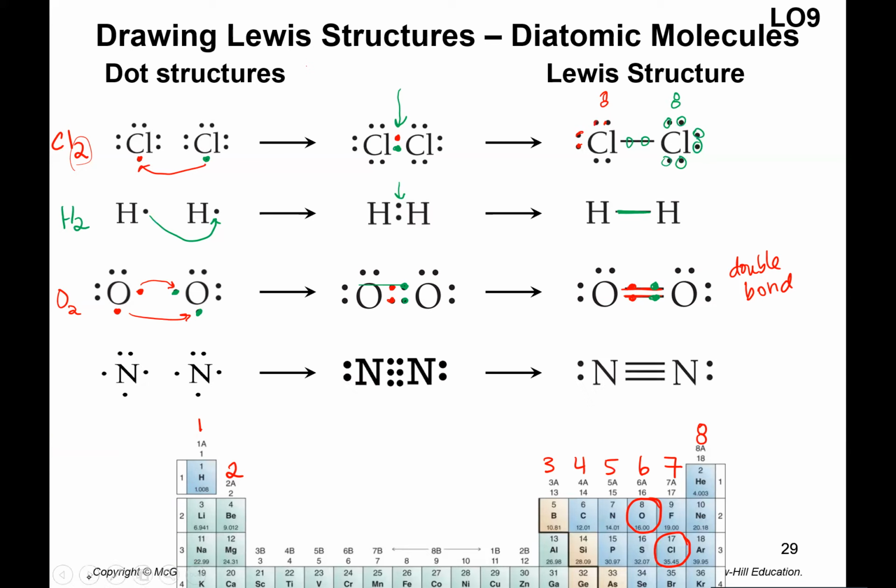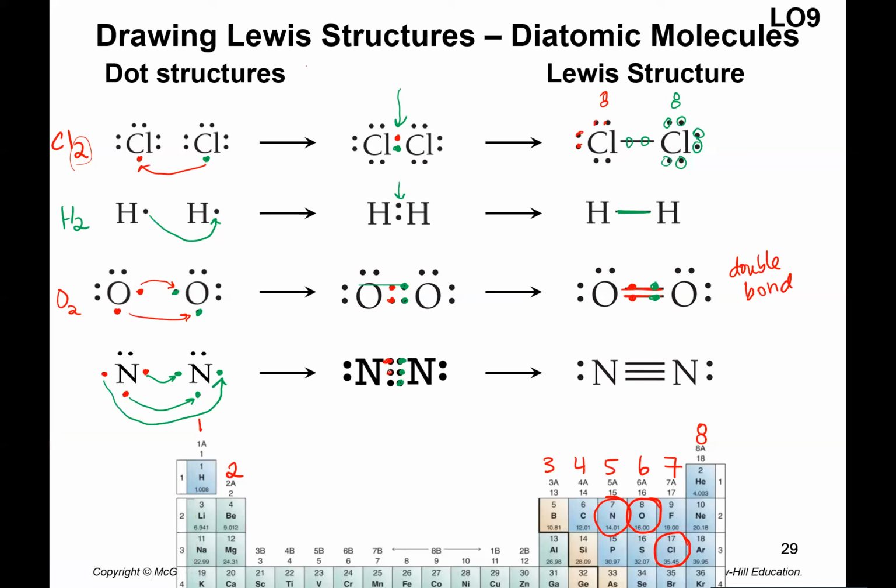Okay, let's do nitrogen. This is our last one here. Nitrogen is over here, so it has 5 valence electrons. That's why it has 1, 2, 3, 4, 5. So these are going to be my unpaired electrons in nitrogen. And then I have 3 unpaired electrons in the other nitrogen. So that means that this one can bond with that one, this one can pair with that one, and this one can pair with that one. So what you end up getting is a triple bond.